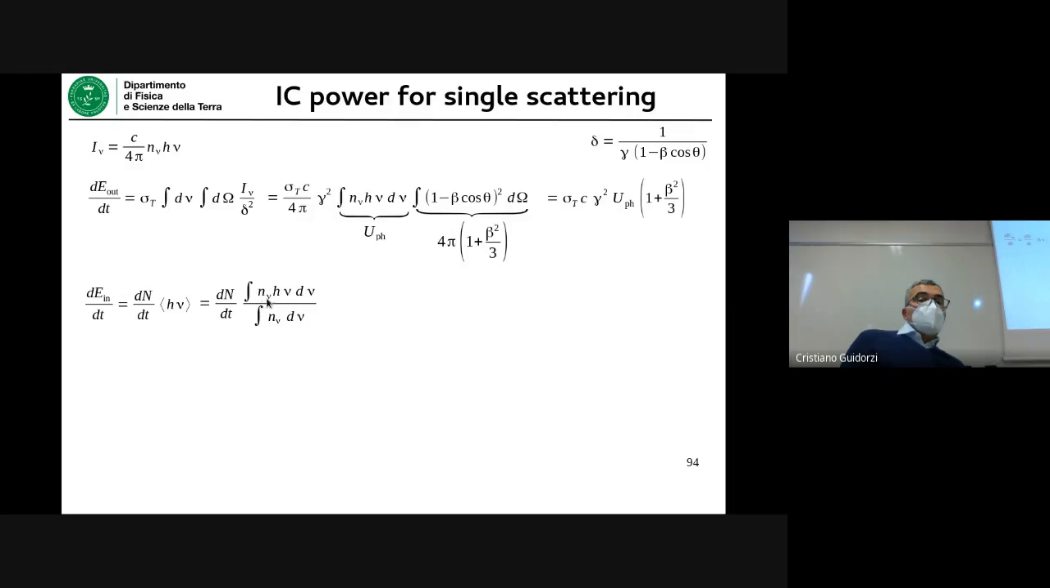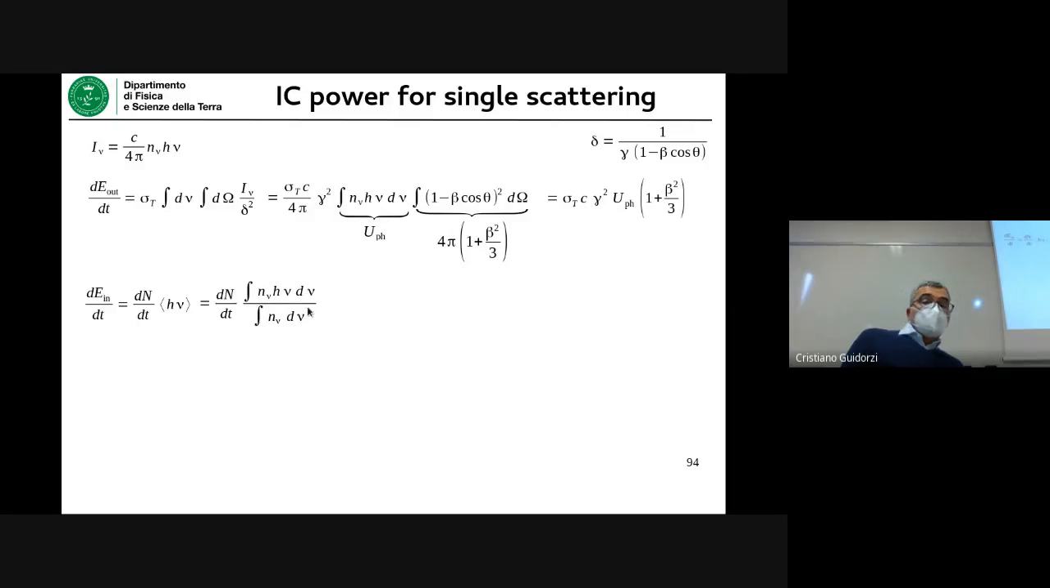So if you consider n nu times d nu, the number of photons having frequency between nu and nu plus d nu, times their energy, h nu, this integrated over the entire spectrum, over what? Over the total number of photons.